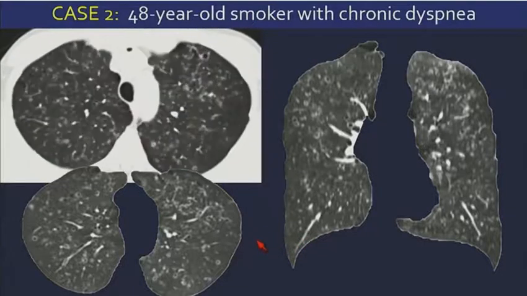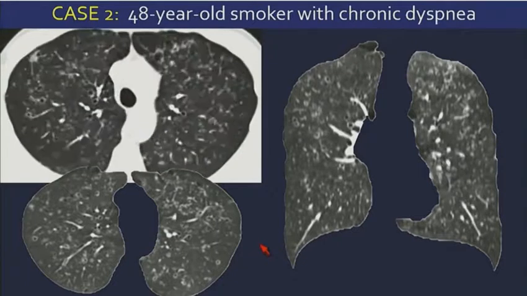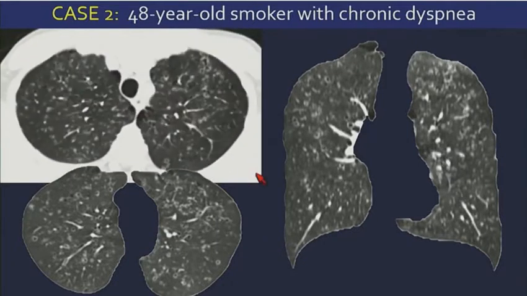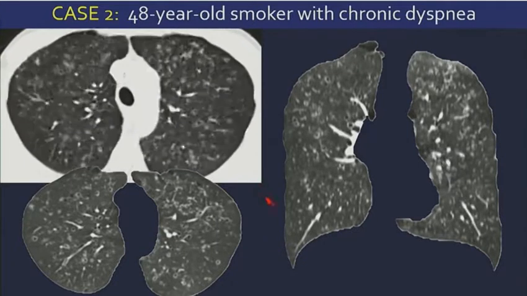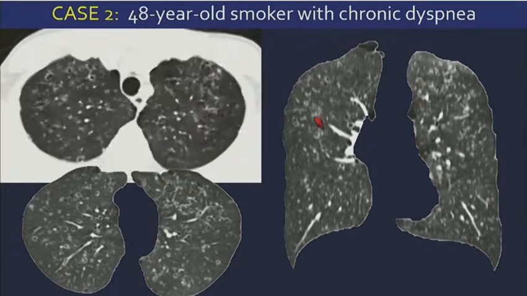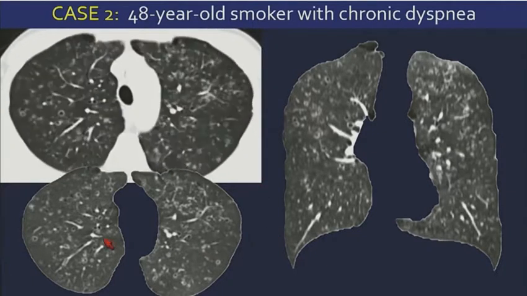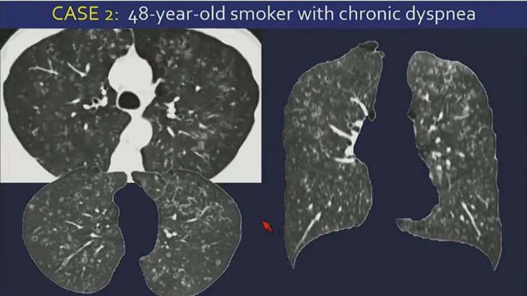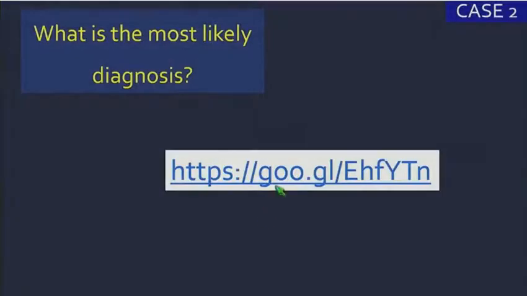All right, launching into the next case, case 2. This is a 48-year-old smoker with chronic dyspnea. And you can see the CT images here, the coronal reformatted image here, and axial images here, and take a look at that. All right, well, let's go on to the question. So the question here is, which is the most likely diagnosis?